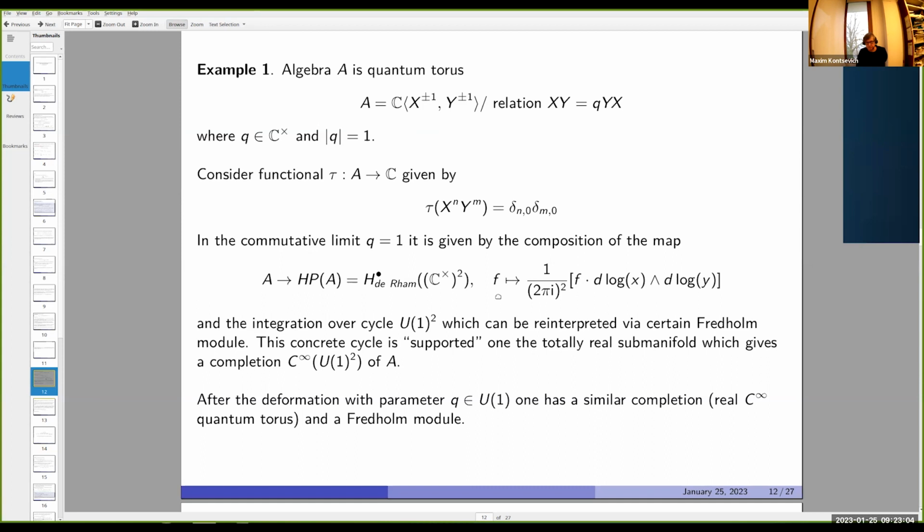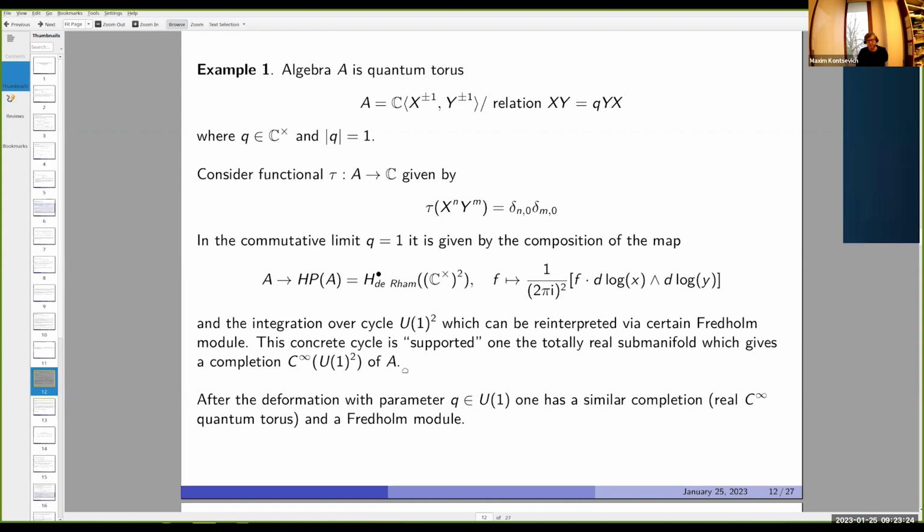And this integration can be reinterpreted with certain Fredholm modules. I don't want to bother you with how it's constructed. So some Dirac operators on this real manifold. It's a certain construction mentioned by Connes. And this concrete cycle is supported on this totally real submanifold, which gives a completion.